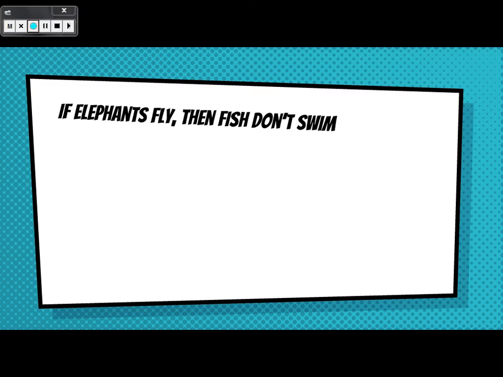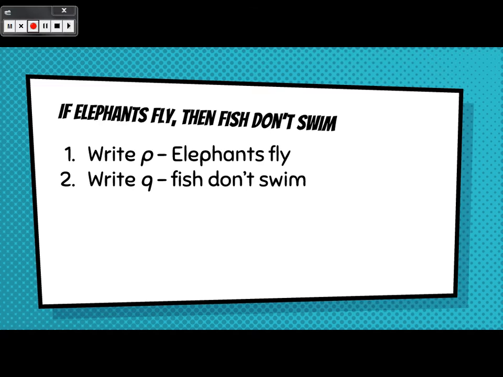Here we have our second conditional statement, and it says, if elephants fly, then fish don't swim. Kind of a weird sentence there, but we're really going to use this to look at the symbolic representations of how to write this. So we're told that P stands for hypothesis. So if I write P, that would be elephants fly. Q, fish don't swim.